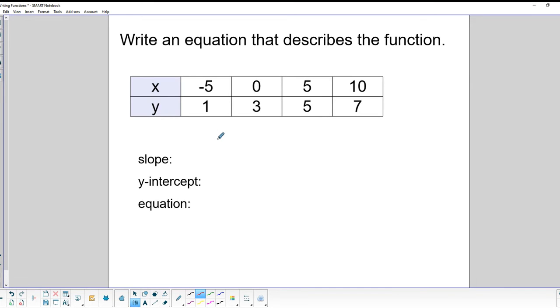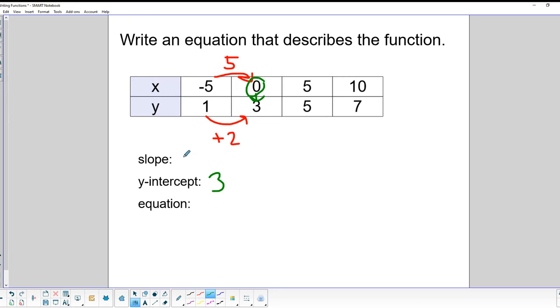All right, so let's start with the slope this time. The change in y here, to go from 1 to 3, would be an increase of 2. And then in the x direction, to go from negative 5 to 0 in the same interval, that would be an increase of 5. Then I find the 0 in the x column, and I look down at the y value, and I notice that that's a 3. So the y-intercept is going to be 3.